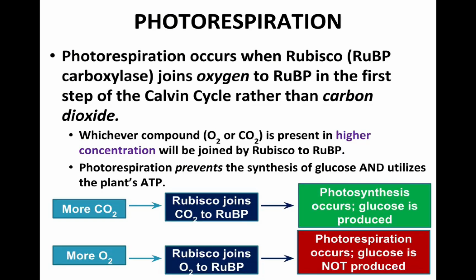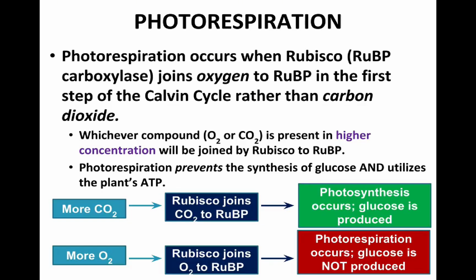ATP. The reason why it utilizes the plant's ATP is because Rubisco requires ATP in order to work. And if Rubisco is adding oxygen to RuBP, it's not going to produce any glucose, but it's still going to use up that ATP in order to produce this oxygen plus RuBP molecule. So you can see the flow diagram at the bottom. More CO2 means that CO2 is going to be added to the RuBP, photosynthesis is going to occur, and glucose will be produced as an end product.